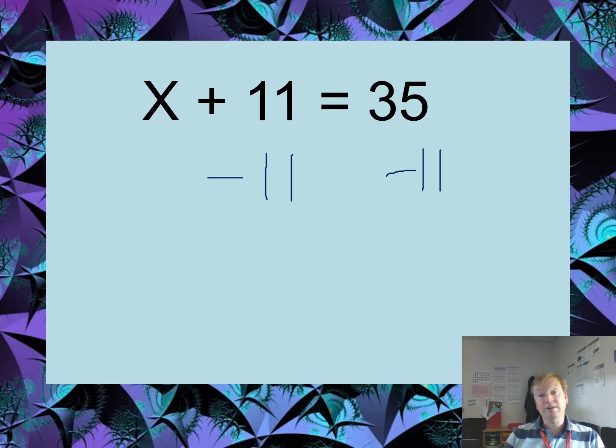So let's see what happens now I've taken away 11. First of all, I've taken this 11 away. It's gone. It's disappeared. So all I've got left is the x. In the middle, I've got my equal sign. On the other side, I've got 35. Take away 11, and that, of course, is 24. So the answer to my equation is that x equals 24. Quick check shows us 24 add 11 does make 35. It must be true.